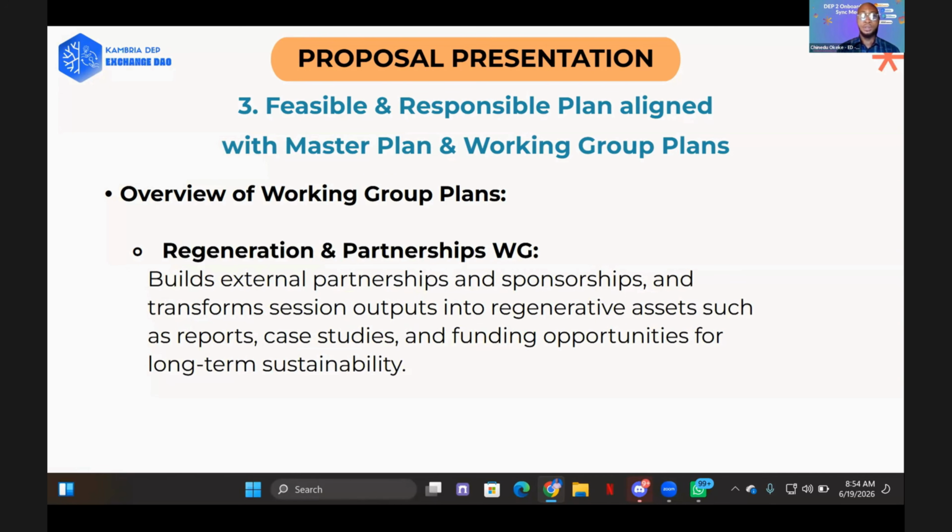Then next is the Regeneration and Partnership Working Group, which aims to build external partnerships and sponsorships and transform session outputs into regenerative assets, such as reports, case studies, and funding opportunities for long-term sustainability. In this working group, they work on creating external partnerships and sponsorships so that these sessions can be held for free for individuals, because knowledge is one of the most expensive things, as we all know. We're trying to get sponsorships so that sessions can be held.